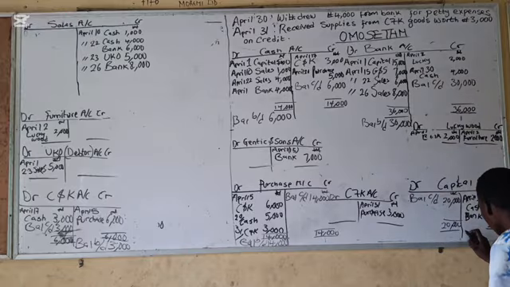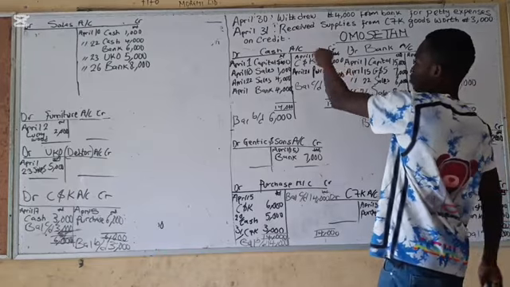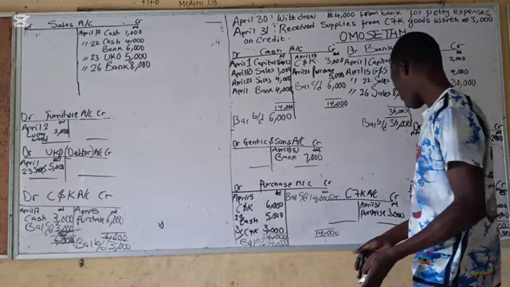Now we are going to have balance brought down. Don't forget balance brought down, 20,000. So you are going to be writing the date. The last date is 31st, right? So we have balanced all the accounts.